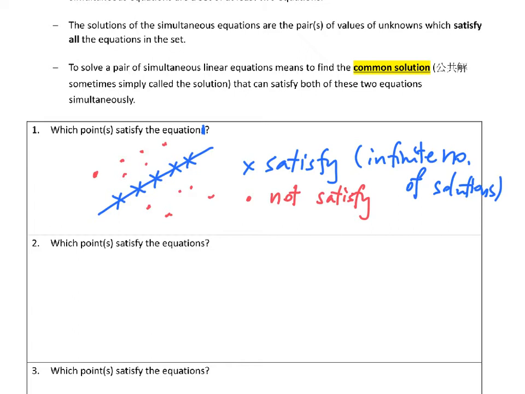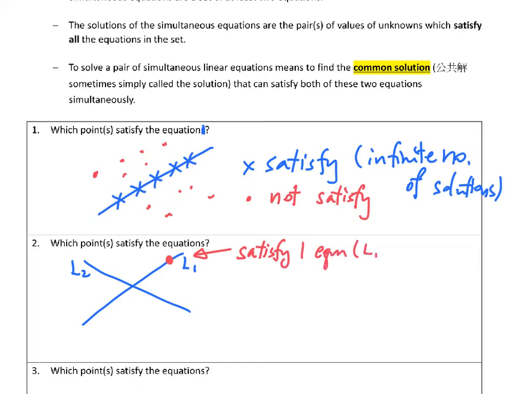now which points satisfy the equations? How about now I have two equations? It means that it should be two straight lines, for example, something like this. How about two straight lines this time? And then I call these two straight lines L1 for this one and L2 for this one. So if I consider this point here, we say that this point only satisfies one equation. And then the equation is L1 only.